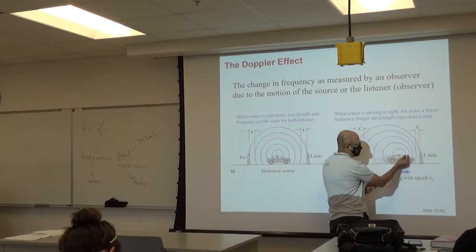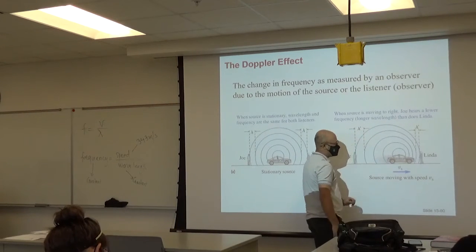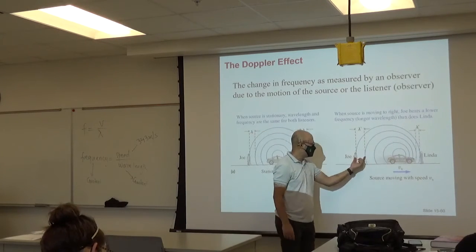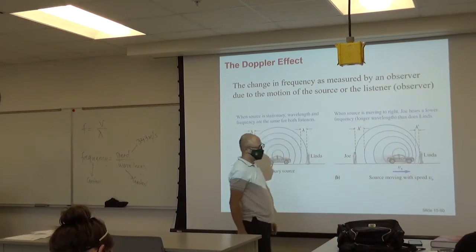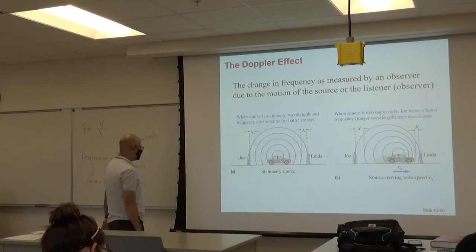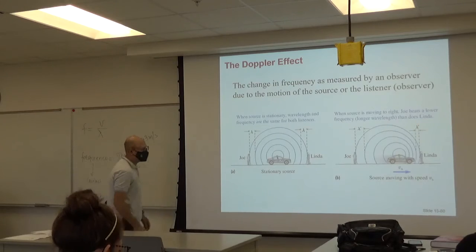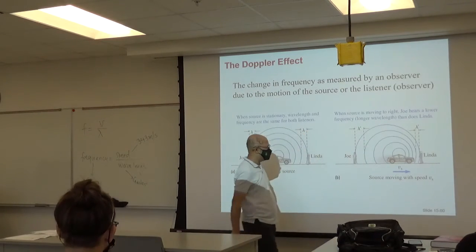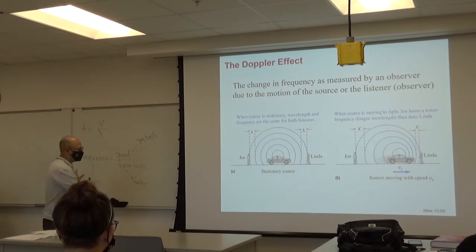So this distance, this wavelength, would be shorter than this wavelength. So there is a longer wavelength here, and a shorter wavelength here. And again, it's because of the motion. So the wavelength gets a little bit squeezed towards the direction of motion, and it becomes a little bit wider where it's leaving.